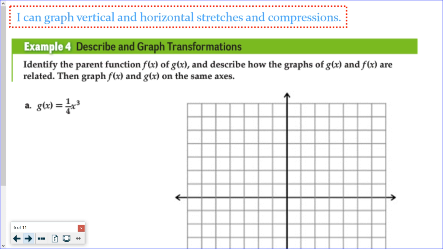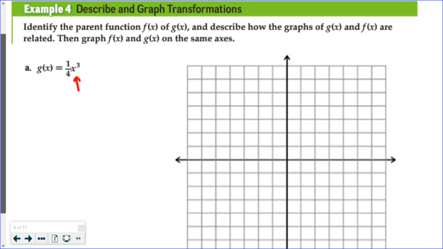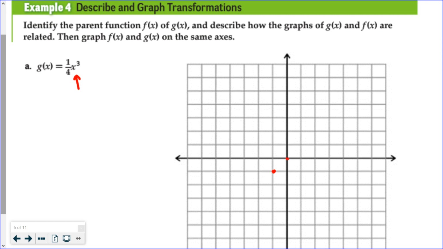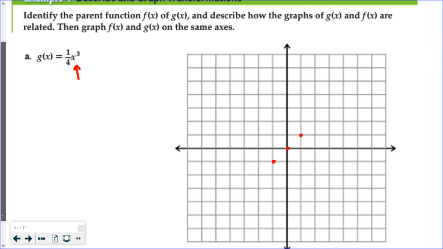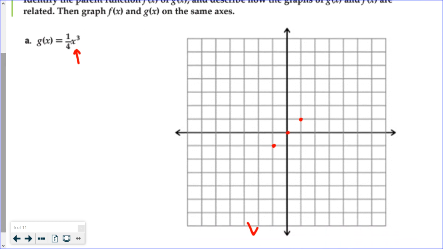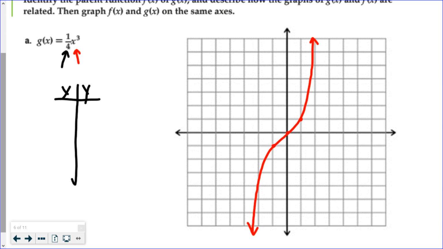So this first one, my parent function would be x cubed. So that's the cubic function. First, I'm going to draw you my parent function. It looks like an S. And then my transformed function, I've got one transformation. It's this 1/4 that's outside of my parentheses. So it's going to be a vertical compression by 1/4.